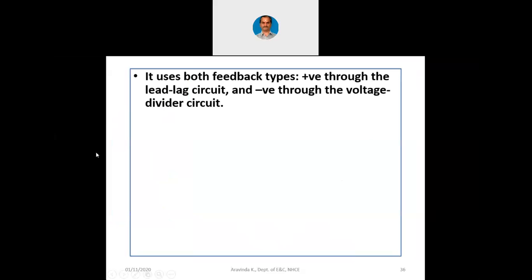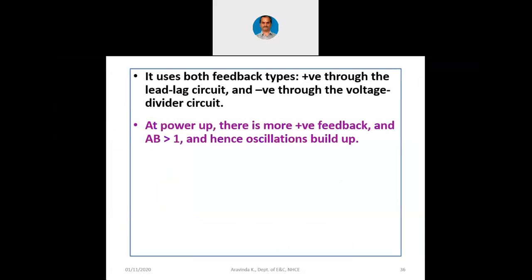So this circuit uses both feedback types. At power up, there is more positive feedback, and A beta will be greater than 1, and hence oscillations will build up. You already know that we have to maintain the factor A beta equal to 1. Now when this circuit switches on, there will be more positive feedback, because the op amp would not have been fully stabilized. You will learn more about stability analysis in the next semester in a course called control systems, where this term A by 1 plus A beta is going to come again.